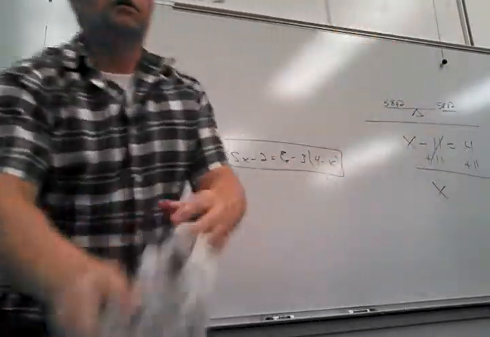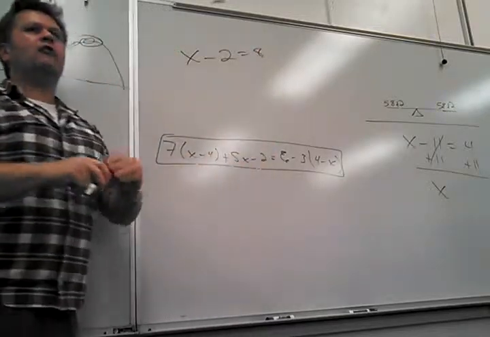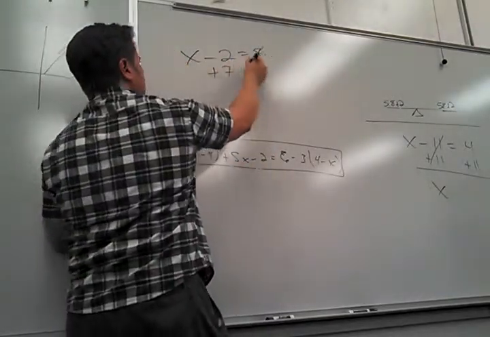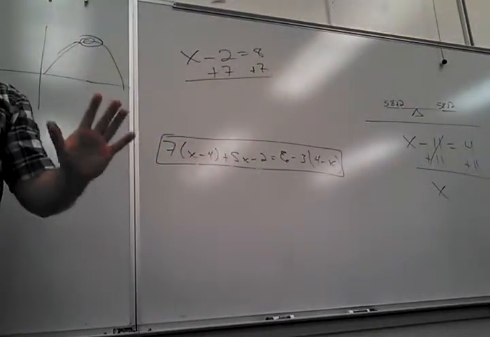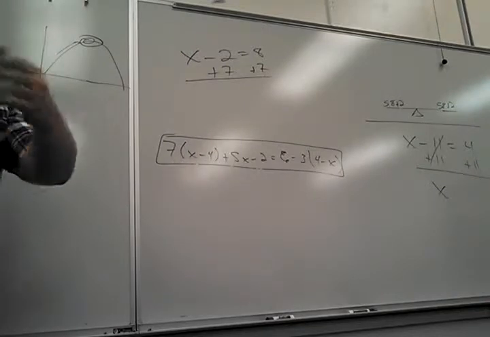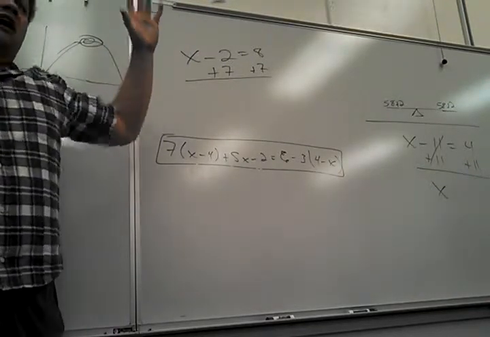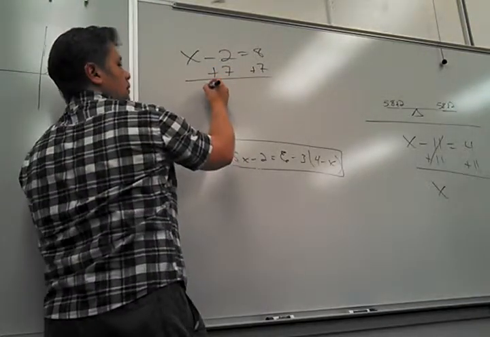What I really want you to understand is that if I have this equation, if I really felt like it, I could add 7. I don't care, I could if I wanted to. Somebody came up with x minus 2 is 8. I can add 7 to both sides. What do I get if I do that?